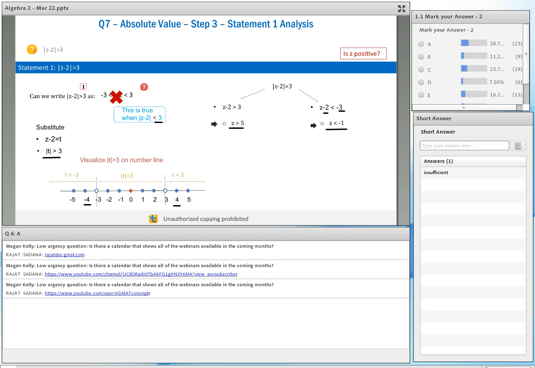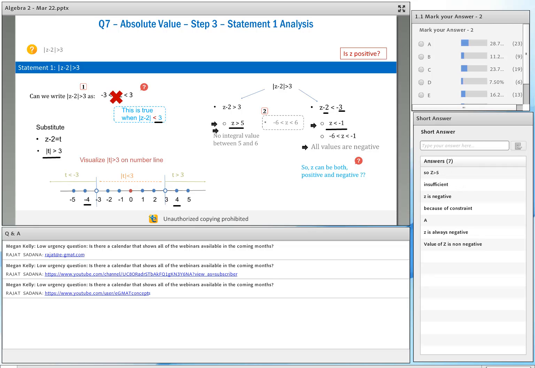Oh, it's sufficient. It's not insufficient. When you say Z is greater than 5 or Z is less than -1, this tells you that Z can be both positive and negative, but the original statement said that Z has to be less than 6. And this statement is saying that Z has to be greater than 5. So essentially, the only possible value given all the constraints is that Z is always negative. All right. So all values of Z are negative.